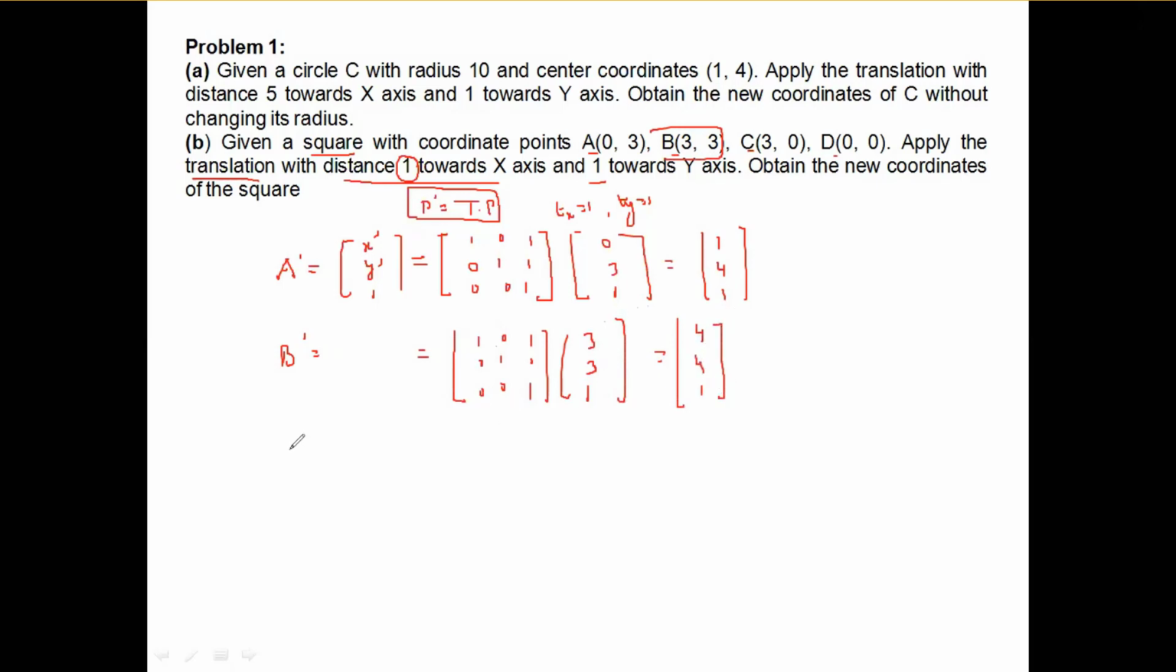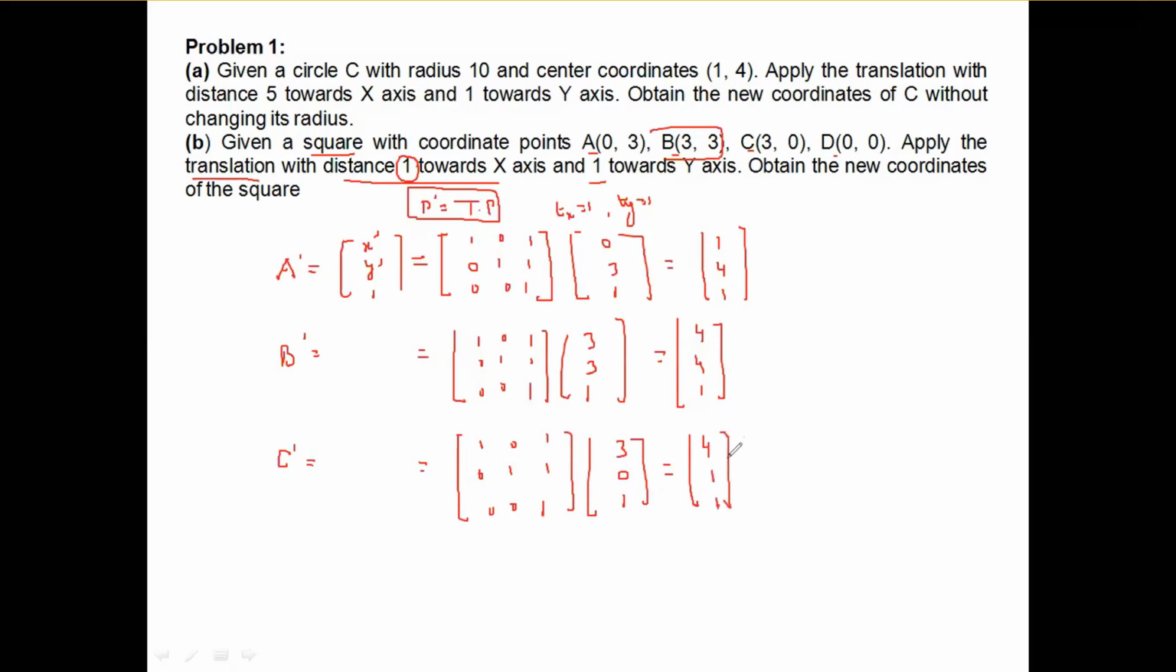Likewise I'll go for C dash. In C dash I'll put the translation matrix again, 1 0 1, 0 1 1, and the rest of the matrix values will be 0, and then I'll put the old point of C, that is 3 0 1. After multiplying these two matrices you will get 4 1 1.